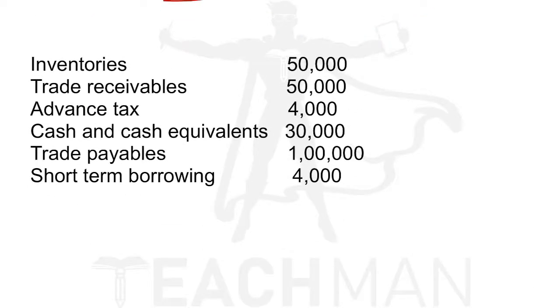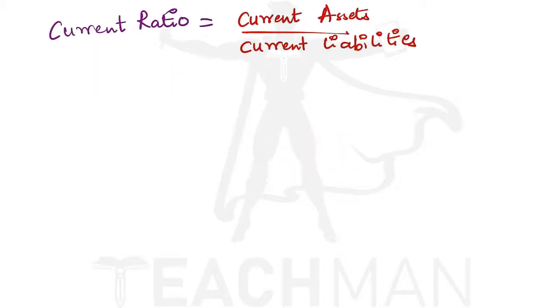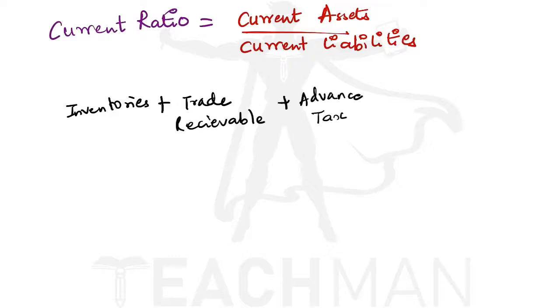Inventory, also known as stock, is a current asset. Trade receivable is a current asset. Advance tax is also a current asset. Cash and cash equivalent is a current asset. Trade payable is a current liability, and short-term borrowings are also current liabilities. So first, for current assets, you have to write all the current assets: inventories plus trade receivable plus advance tax plus cash and cash equivalent.